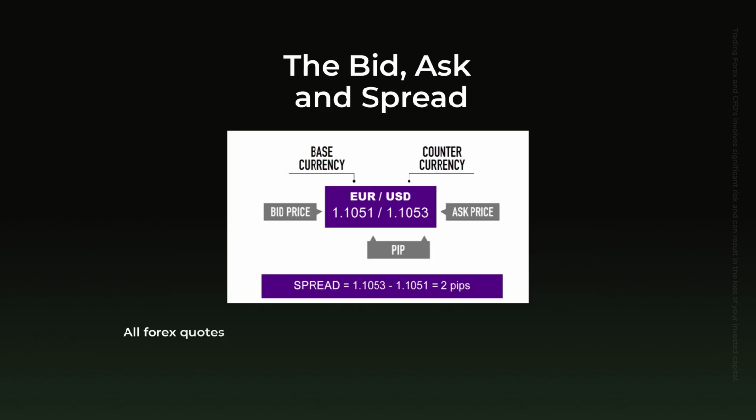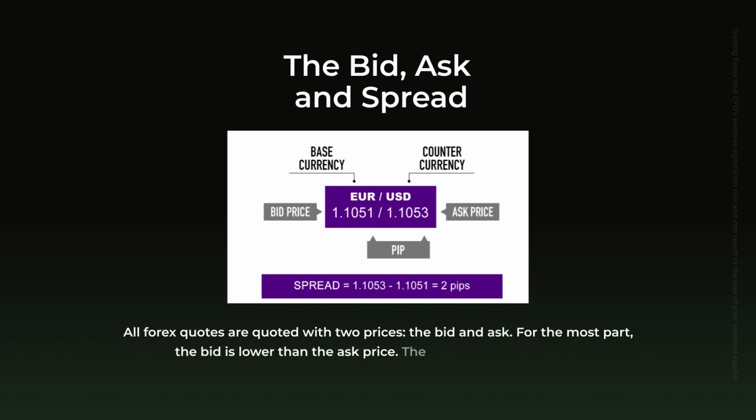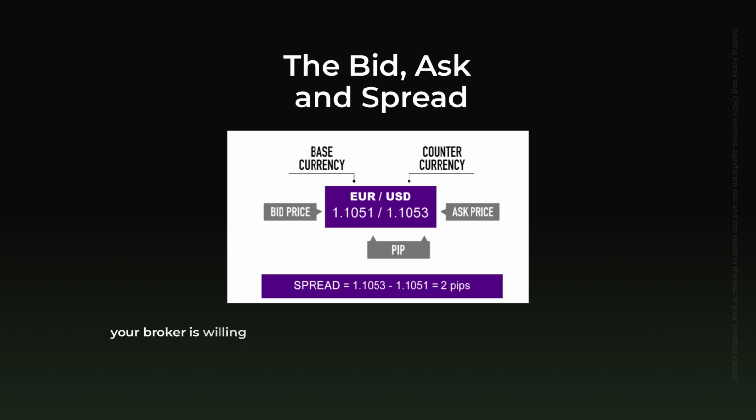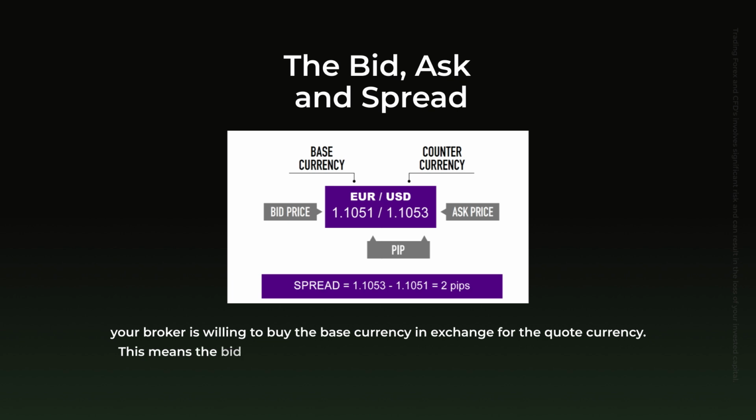All Forex quotes are quoted with two prices, the bid and ask. For the most part, the bid is lower than the ask price. The bid is the price at which your broker is willing to buy the base currency in exchange for the quote currency. This means the bid is the best available price at which you will sell to the market.